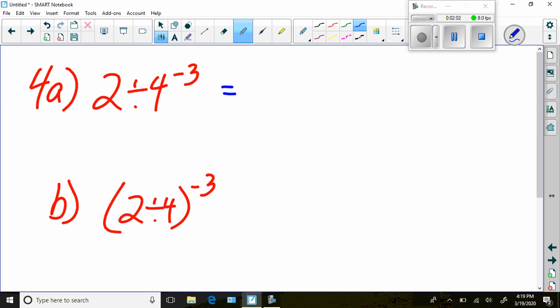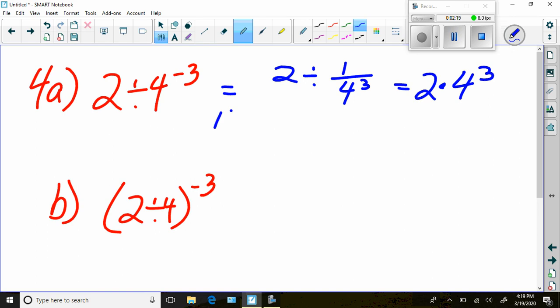4a, this means 2 divided by 1 over 4 to the 3rd. Oh, shucks. So that means 2 times 4 to the 3rd. Well, 4 times 4 is 16. 16 times 4 is 64. So it's 2 times 64, which is 128.